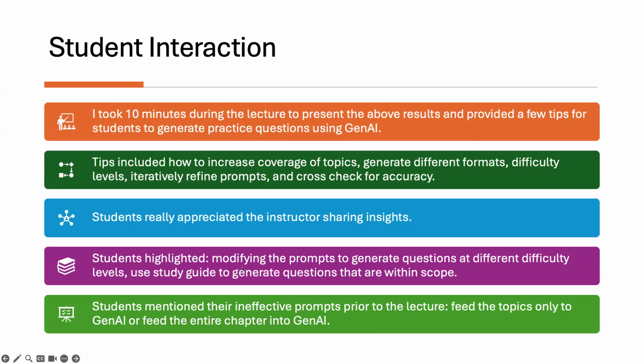So with that, I provided a 10-minute short tip session to the students. Besides tips for increasing the coverage of the topics, I also told students to check for accuracy, pointing out that the accuracy is not 100% for any of the models, so that students are aware of how to cross-check and always fact-check. I also provided tips for generating different types of questions using different formats or difficulty levels, and for refining the prompts iteratively.